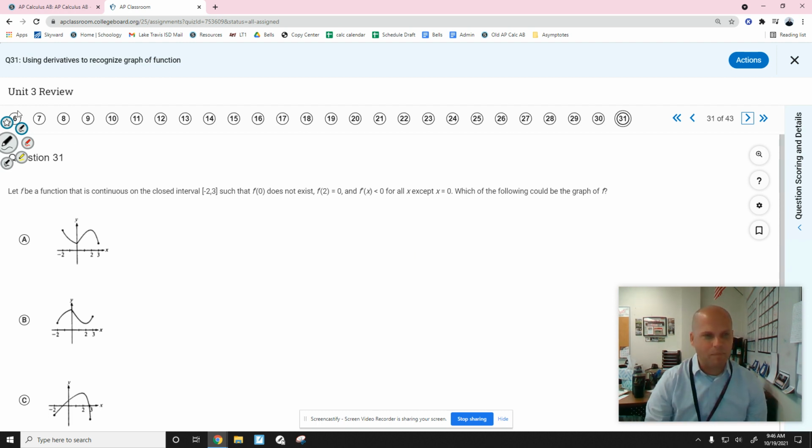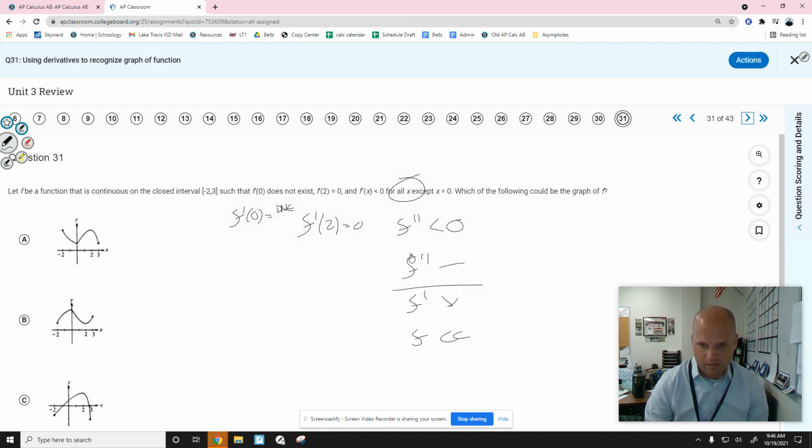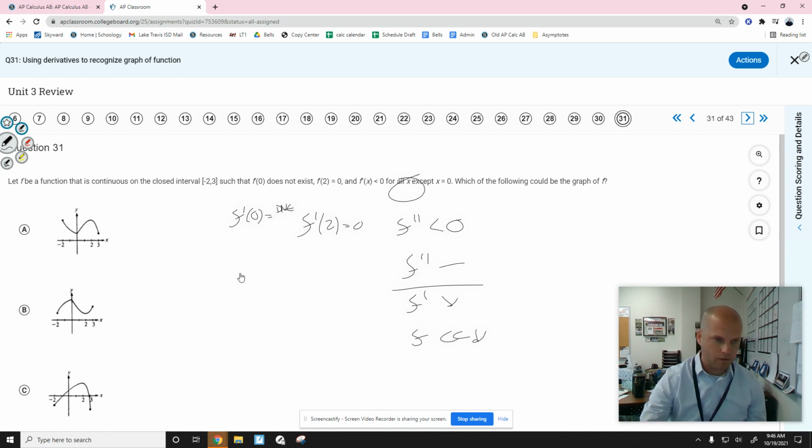All right, it might not be clear, but I'm pretty sure this means F prime of 2 is 0. F double prime is negative. What could be the graph of F? F prime of 0 does not exist or is undefined, for all x. All right, what does this tell me? F double prime is negative, F prime is decreasing, or F is concave down. I'm looking for a graph that's concave down everywhere. I'm going to start with that.